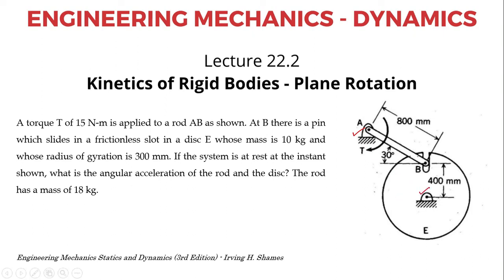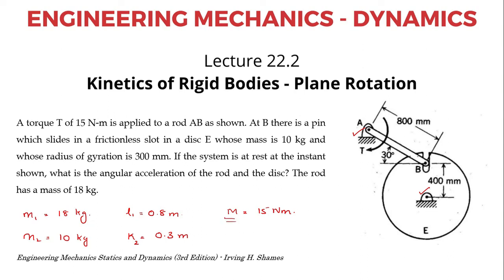In the question, you have been given the mass of the rod, that is 18 kilograms. You have been given the mass of the disc, it is 10 kilograms, and then the length of the rod, that is 0.8 meters, and the radius of gyration k2 of the disc, given as 0.3 meter, and finally the moment or torque, given as 15 Newton meter. Both the torque and the moment are the same thing. You can use either capital M or capital T to indicate the torque or moment.